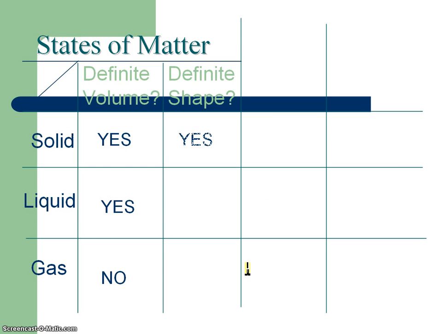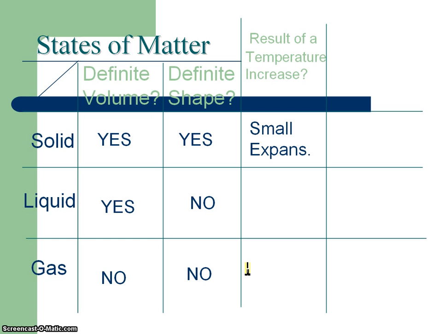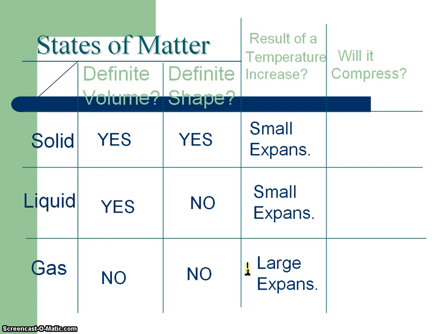Solid has definite volume, has definite shape. Liquid has definite volume, but does not have definite shape. And gas has neither. When you increase the temperature, solid has a small expansion, liquid has a small expansion, but gas has a large expansion. When you put pressure on it, solid will not compress, liquids will not, but gas will.